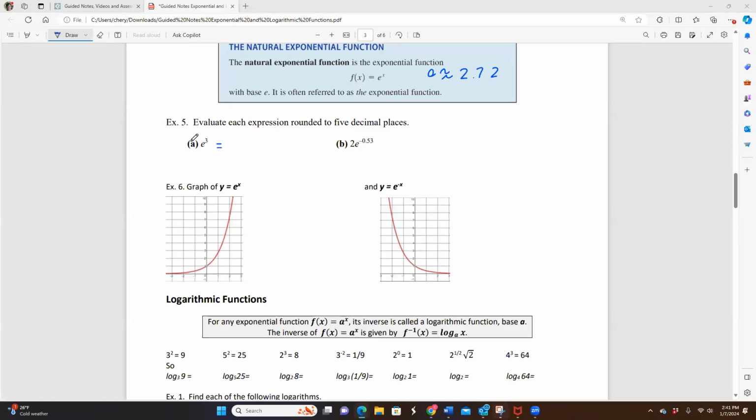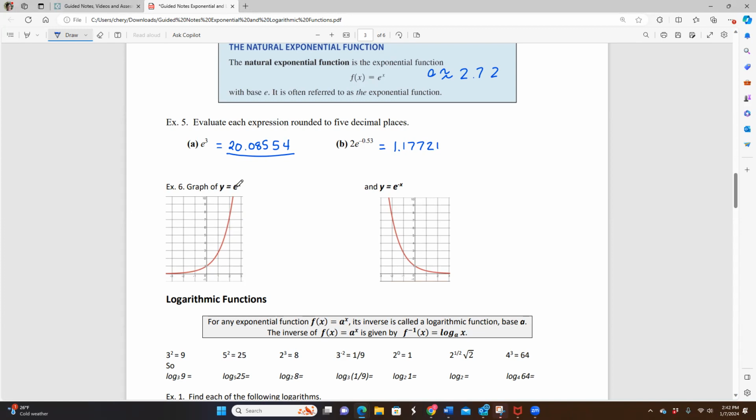The first problem on 5a says e to the third. So if we substitute 3 in as the exponent, we're going to get about 20.0855. It says round to 5 decimal places, so 554. Here it wants us to find 2 times e to the negative 0.53. Let's see what you get for that. That one should give us about 1.17721. Here the number after the 0 was a 9.